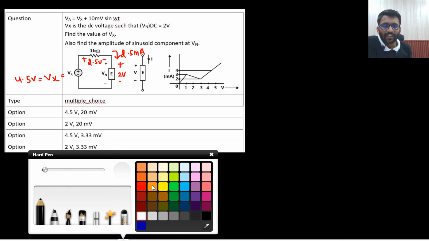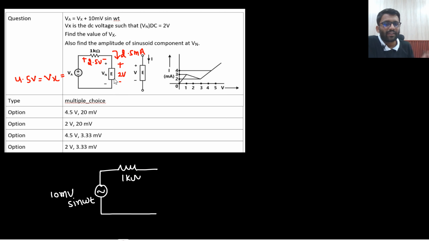In which region are we working? What was our DC operating point? This was our DC operating point, so only this slope we will find. This is a 2-terminal device, so while doing the small signal analysis, I can replace the 2-terminal device with a single resistor. But I have to find the region of operation where I am running. I am running in this particular region, because my Vn DC is 2 volt.